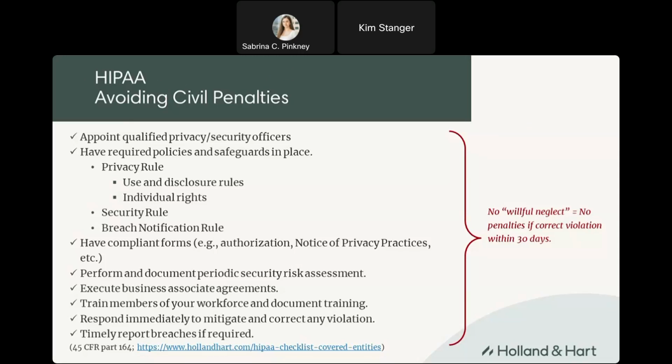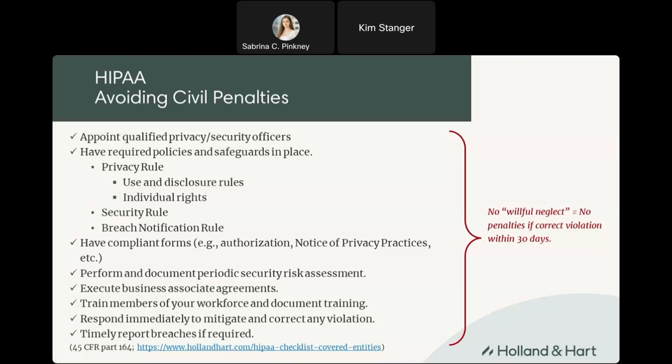And we've got a checklist of the required policies and security rule requirements for that. If you ever want to check against what you're supposed to have under HIPAA, shoot me an email. We'll make sure that we get those checklists out to you. You need to make sure that you've got compliant forms, including the authorization and notice of privacy practices. And by the way, the notice of privacy practices is going to have to be updated to address certain new rules that we'll talk about in just a minute.